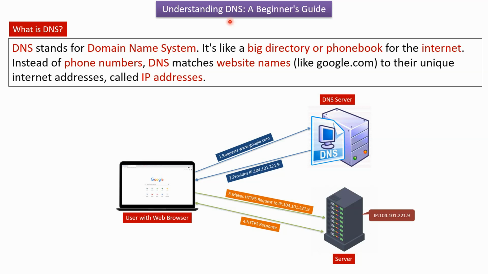In this video tutorial I will explain what is DNS. DNS stands for Domain Name System. DNS is like a big directory or phone book for the internet. Instead of phone numbers, DNS matches website names to their unique internet address, which is called IP address. Examples of website names are google.com, yahoo.com, etc.